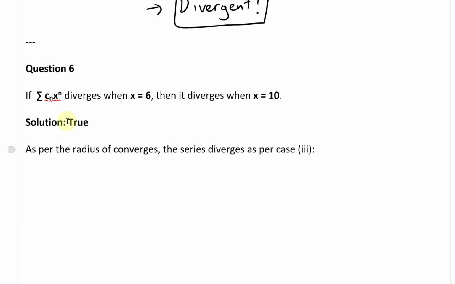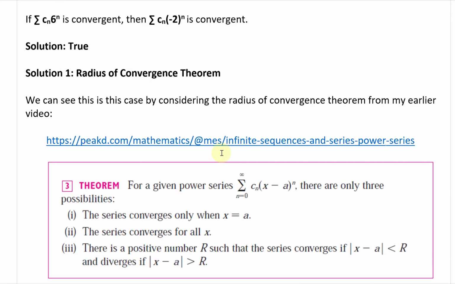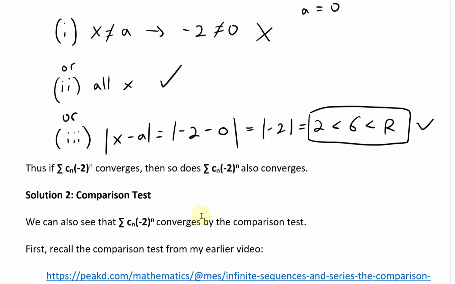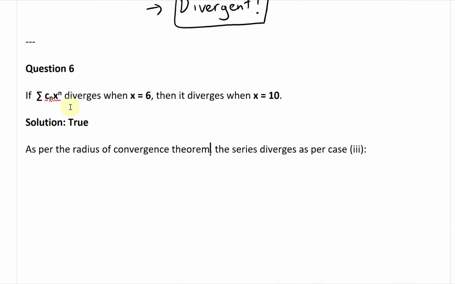Alright, so let's take a look at the solution. This is in fact true, and as per the radius of convergence theorem, the series diverges as per case 3, and you can see that above here. The only time it's dealing with divergence is if the absolute value of x minus a is greater than r. So if we're given that Cn x^n diverges when x equals 6, then it diverges when x equals 10.